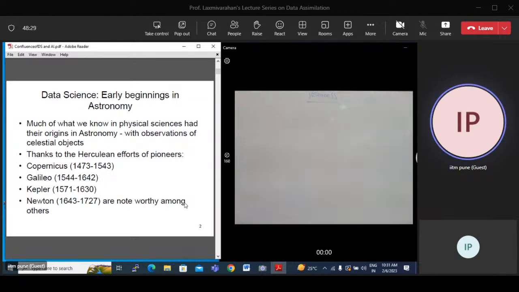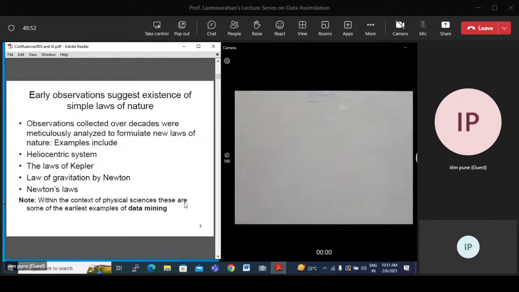Much of what we know in physical sciences has its beginnings in astronomy. Am I audible to all of you? Thanks to the Herculean efforts of pioneers like Copernicus, Galileo, Kepler, Newton, and all these people, what they did was data science. That's what I'm going to argue first. Observations were collected over decades and meticulously analyzed to formulate the laws of nature, and that's what they did.